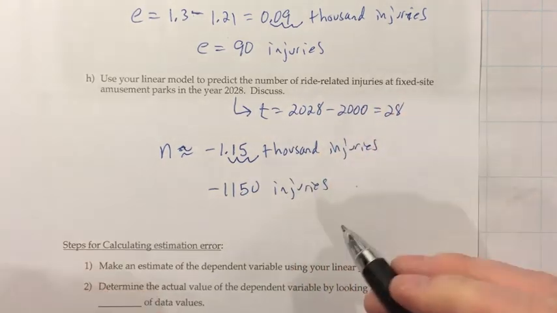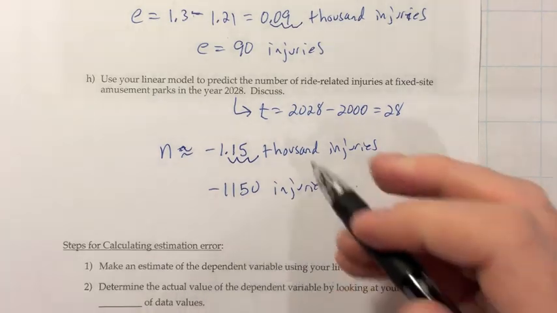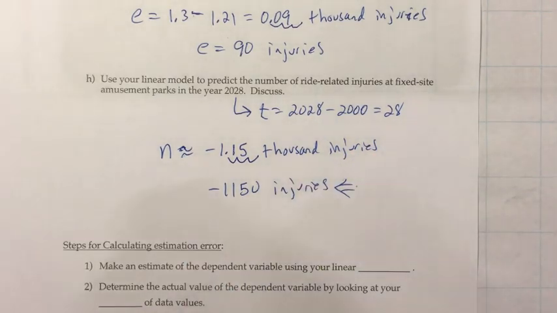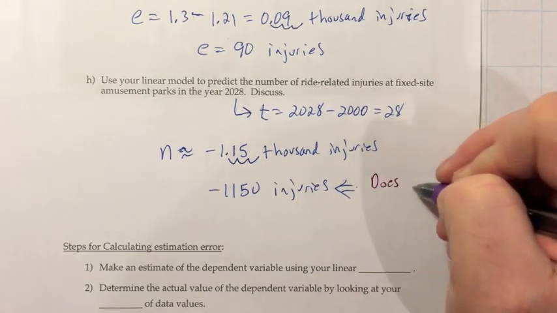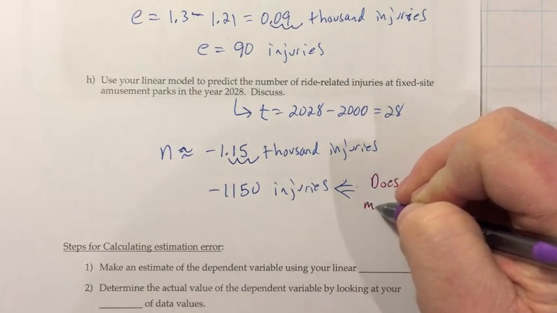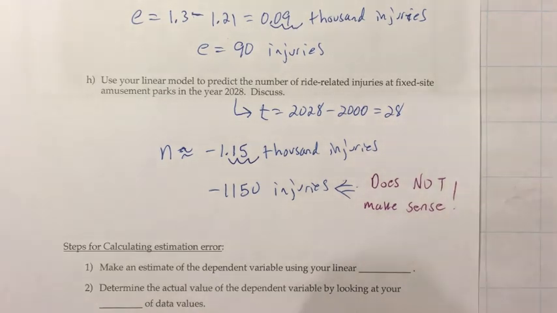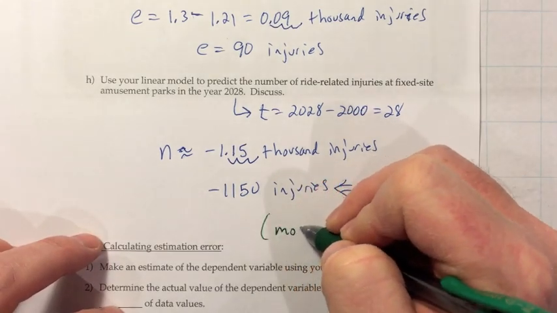Now the reason it's not that important that we get that perfectly right is this doesn't make sense. I was already doubting that it would be true that there were 0 injuries in the year 2019. I certainly don't think in the year 2028 we're going to get a negative number of injuries. I don't even know what that would mean. So what we have here is model breakdown.